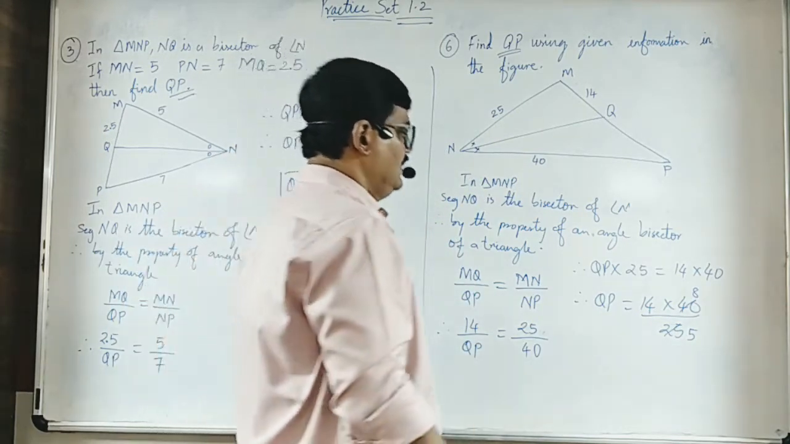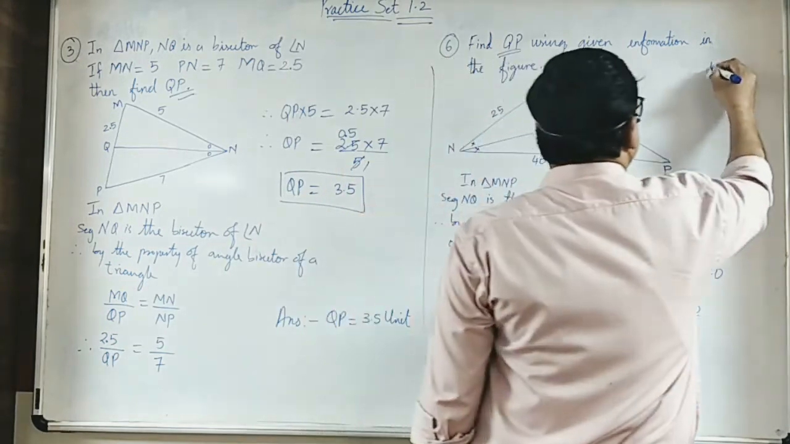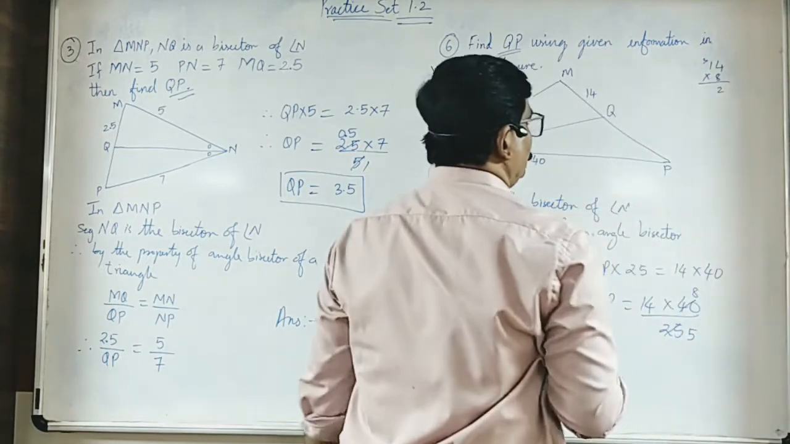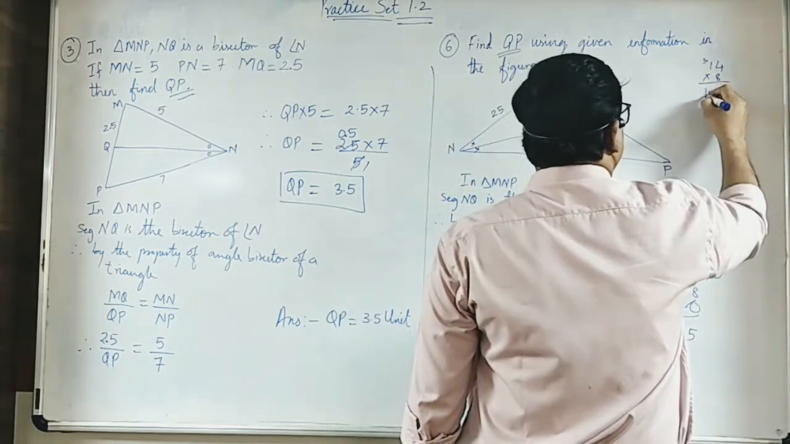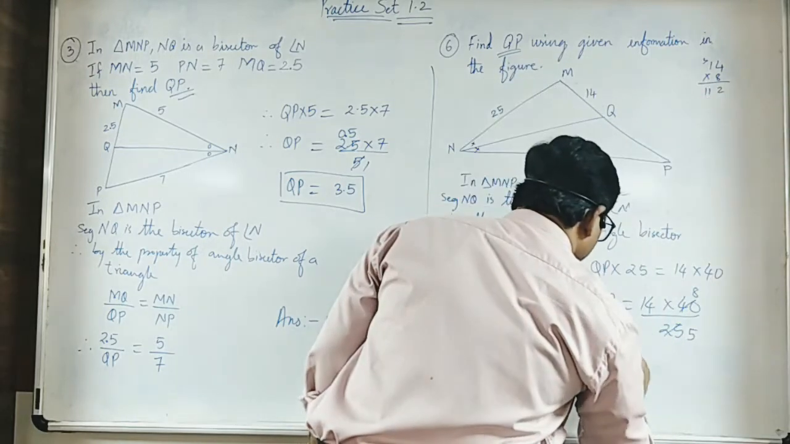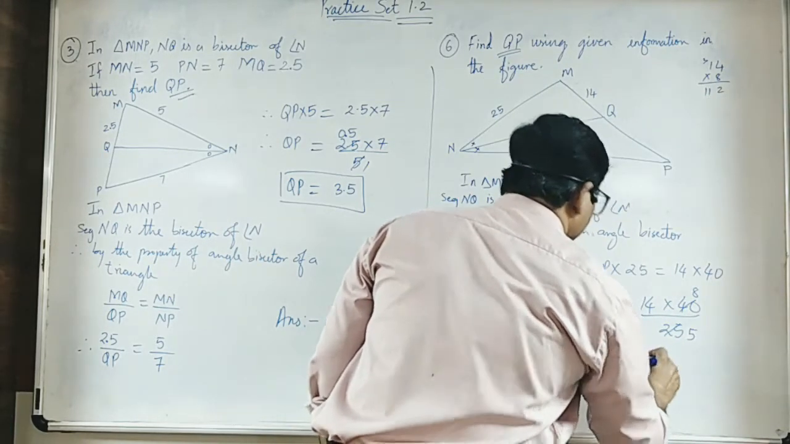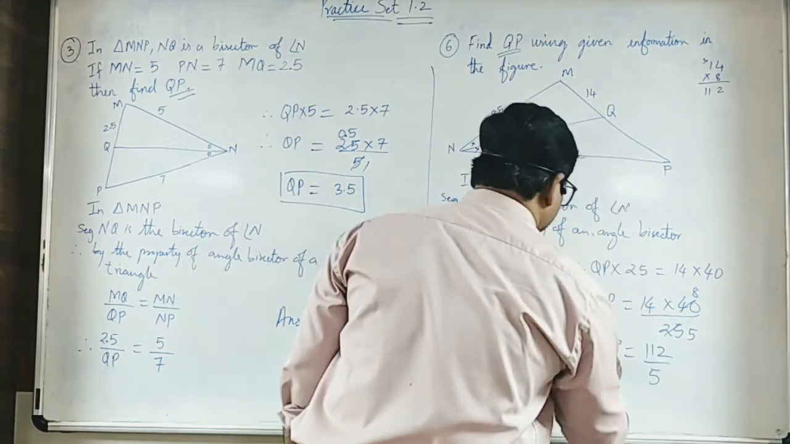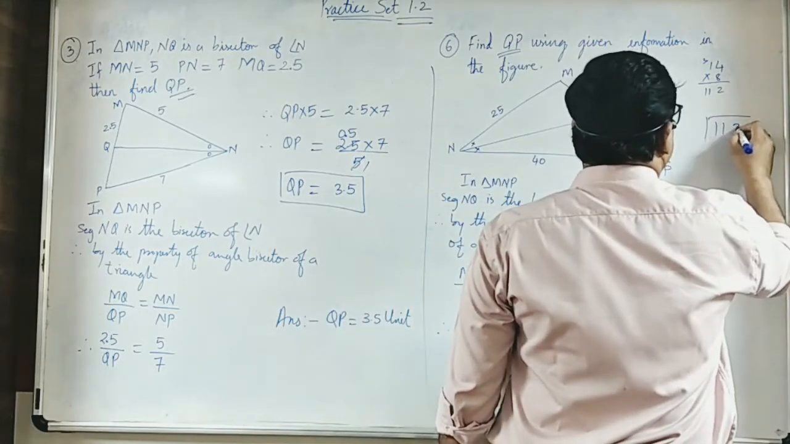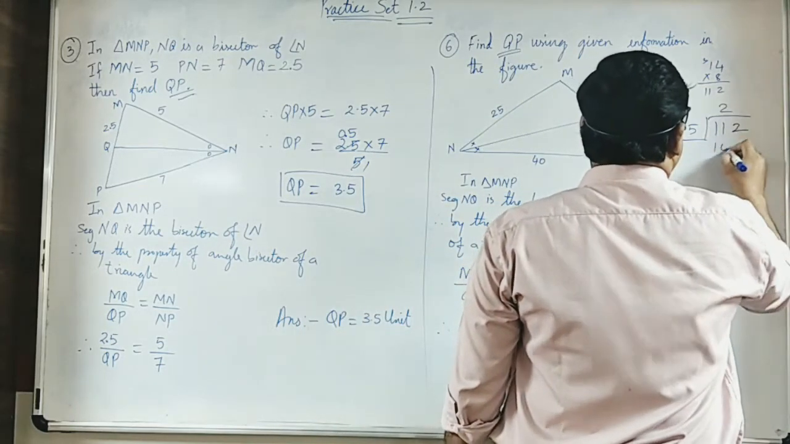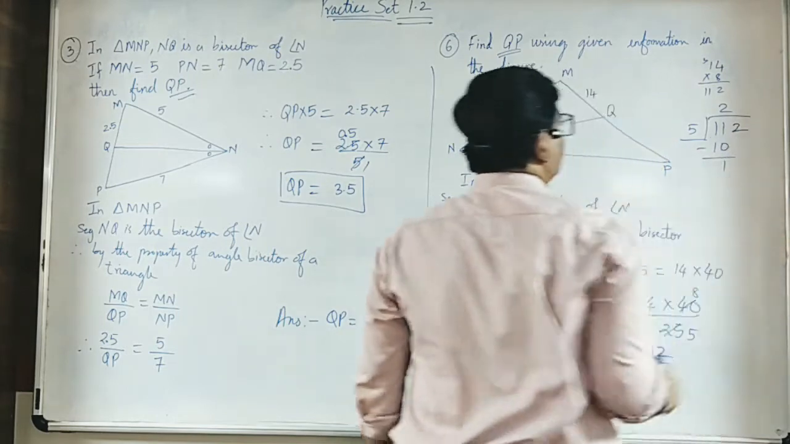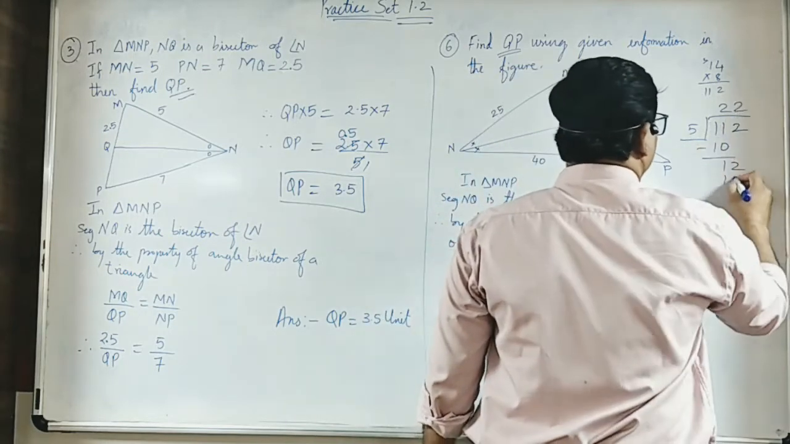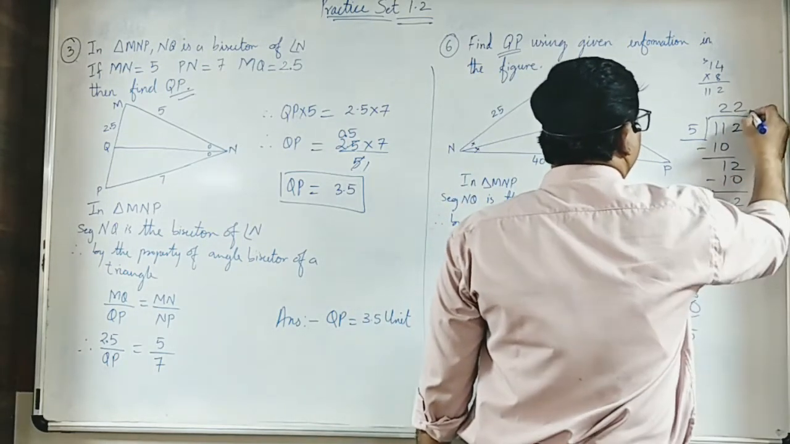So what we have to do here is multiply 14 into 8. 8 4s are 32, 2 here, carry 3, 8 1s are 8 and 3 is 11. So you will be getting 112. QP is equal to 112 upon 5. So you have to divide 112 by 5. 5 2s are 10, 1 minus 1 is 0, and this is 12. 5 2s are 10, again you get 2, and you have to put a decimal and 0.